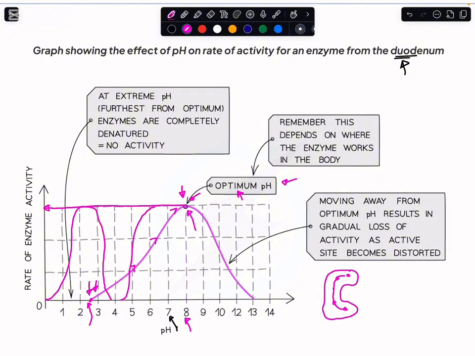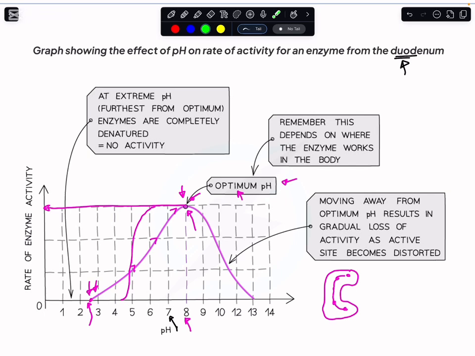Likewise, for small intestine enzymes working in the duodenum, the optimum pH value is 8, and beyond 8 you see that the enzyme would start to denature. It would still bind with some of the substrates, but binding with the substrate would become less likely as the pH increases. And when we reach a very high alkaline pH, here at pH 13, all the attractive forces between the amino acids would be broken down, and at this point the enzyme would become completely denatured.